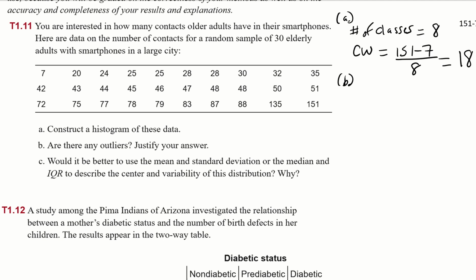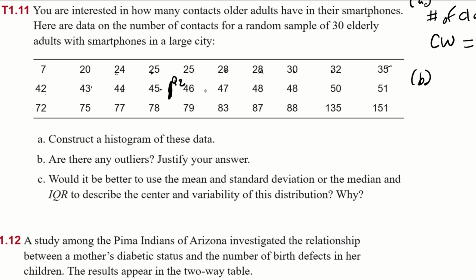So we need to find the median, work our way towards the center. This is data on 30 elderly adults, so we're going to look for the 15 mark. So 1, 2, 3, 4, 5, 6, 7, 8, 9, 10, 11, 12, 13, 14, 15. Right here marks the 15th one. So that means the second quartile, or the median, same thing, is between the 45 and the 46. So I'm going to say the second quartile is here.